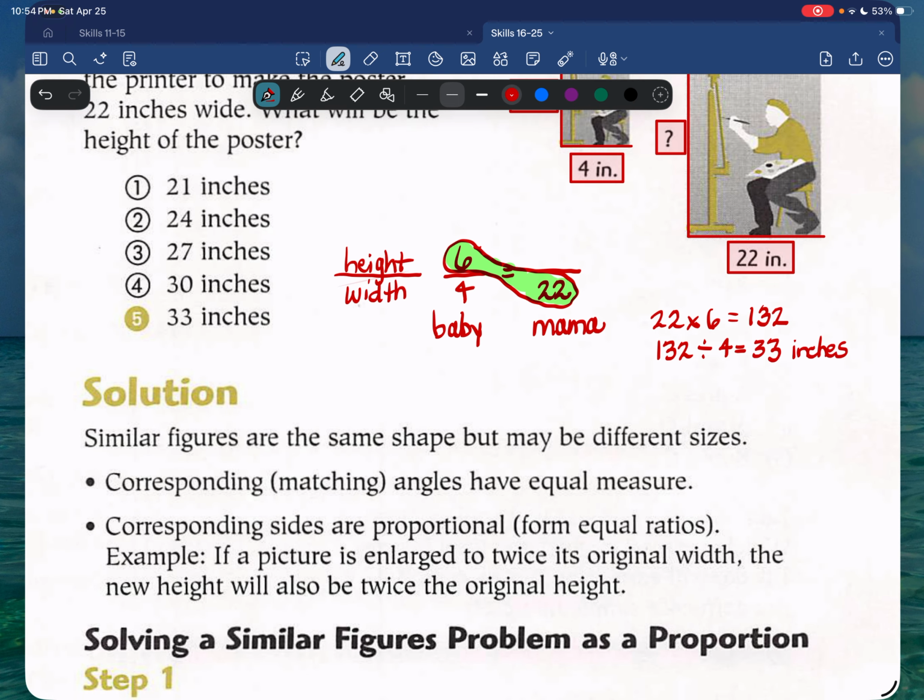Similar figures are the same shape, but may be different sizes. Corresponding, matching angles must have equal measure, and corresponding sides are proportional. They must form equal ratios. For example, if the picture is enlarged to twice its original width, the new height would also have to be twice the original height.